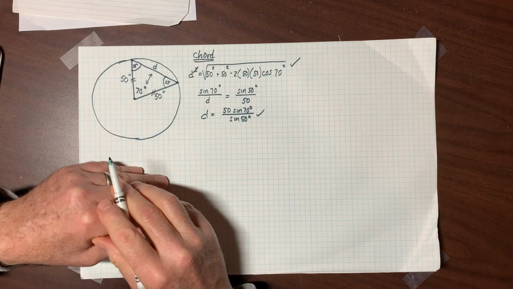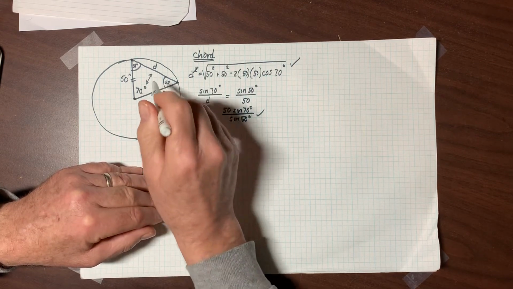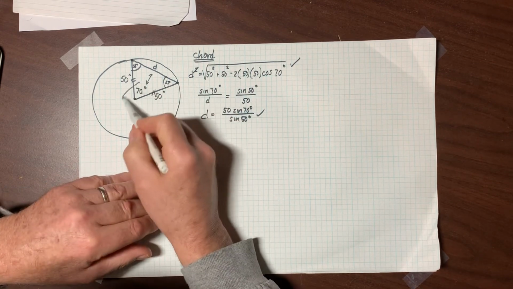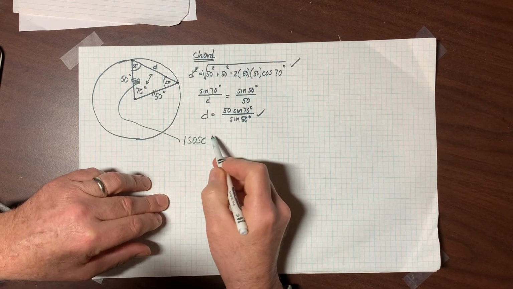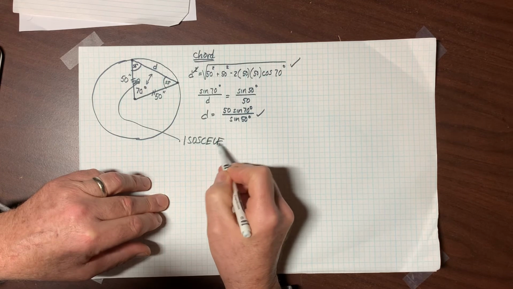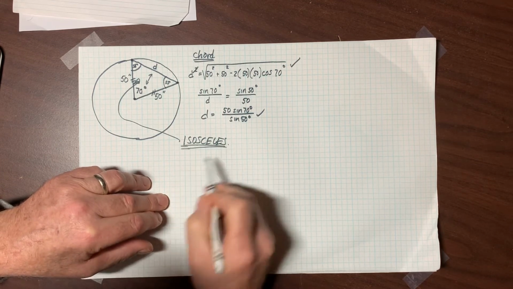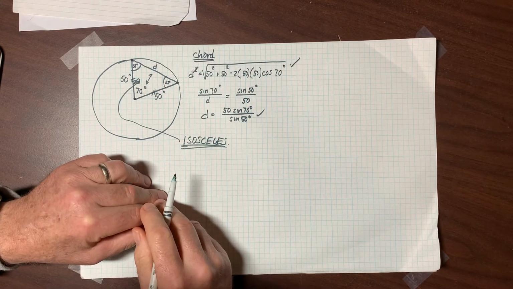I want to say one more time: in this situation, this triangle right here is going to be isosceles. Important to remember that.